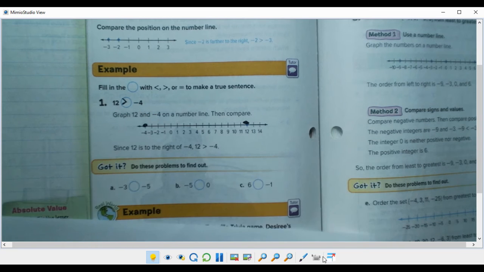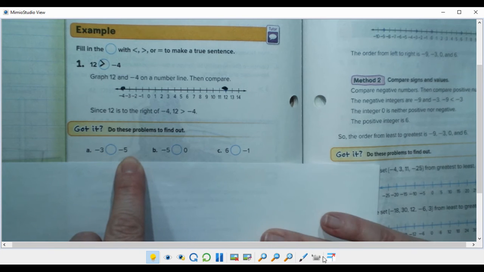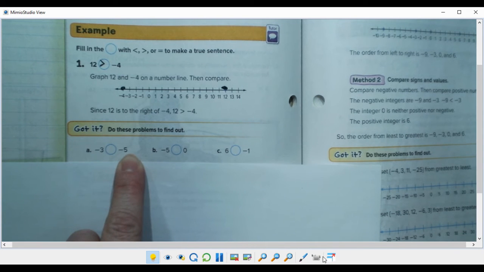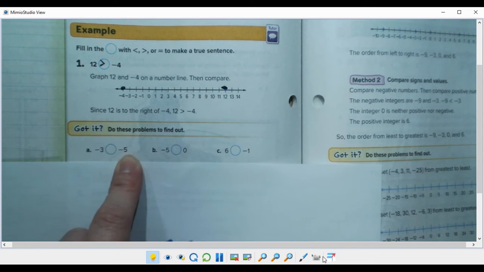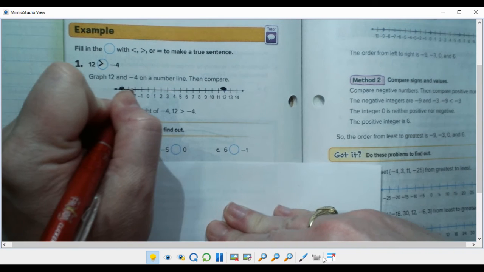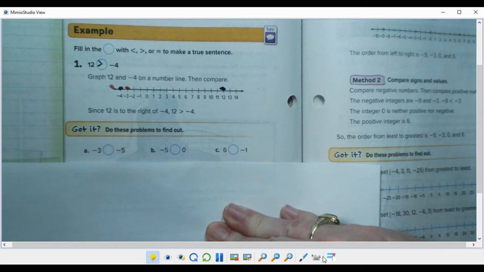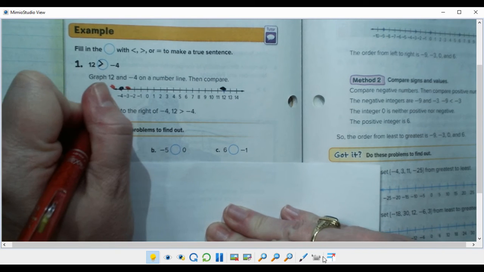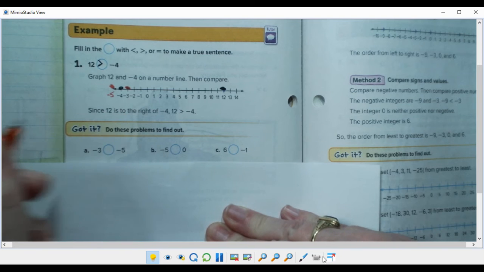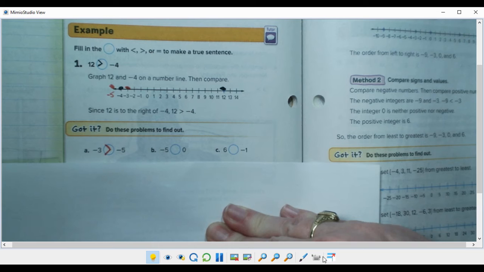Okay, let's do a couple more here. We've got -3 and -5. Well, that sign trick's not going to help me because they're both negatives. So let's put them on a number line. I'll do it in red. This -3 would be here, and -5 would be down here. Well, which one is further to the left? The -5, which means that -5 is smaller than -3.